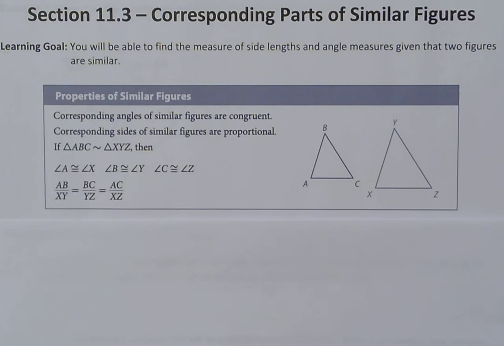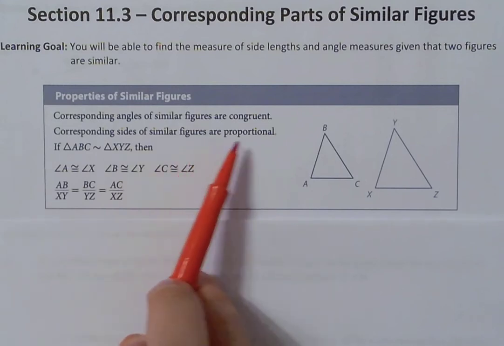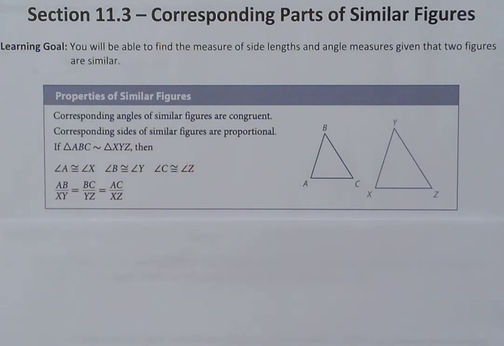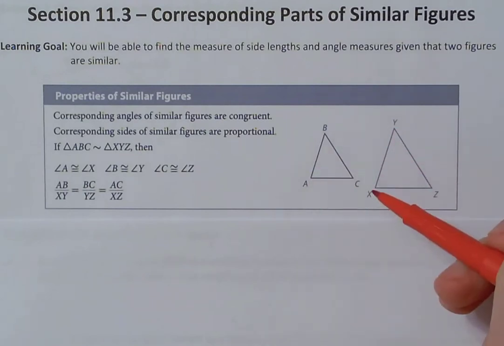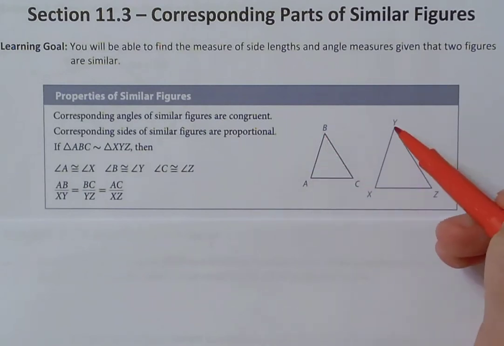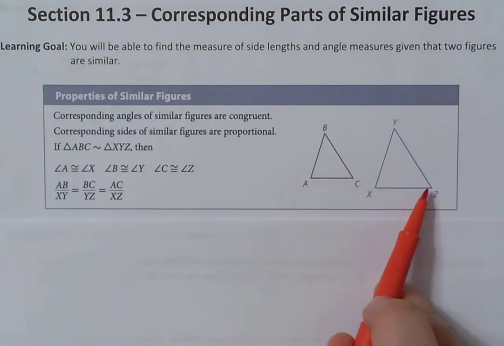Now the second property is corresponding sides of similar figures are proportional. So what we're going to do with this is take the concept of scale factors that we've talked about with dilations and carry that into this as well. So side lengths are proportional, which means we're going to set up a proportion of AB over XY equal to BC over YZ equal to AC over XZ.